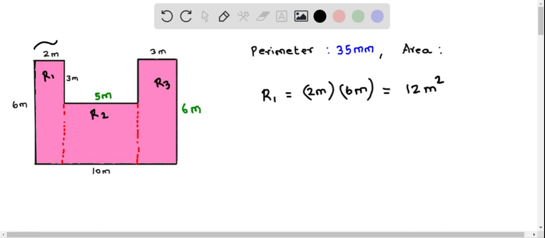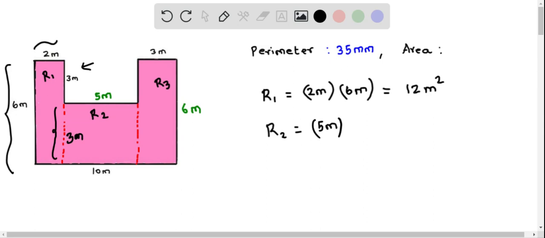Now let's calculate for rectangle 2. So the area of rectangle 2 is, let's see if we have the length as well as the width. We have one of the measurements, that is 5 meter, and basically we should calculate this. This could be calculated using this measurement, that is 6 meter. We take away this 3 meter, so 6 minus 3 will be 3 meter. So the width of this rectangle is 3 meter and length is 5 meter. So we multiply 5 meter with 3 meter, and this gives 5 times 3 is 15 meter square.